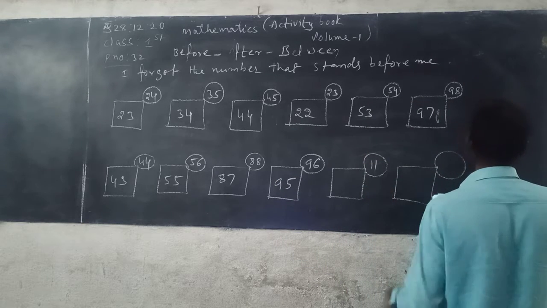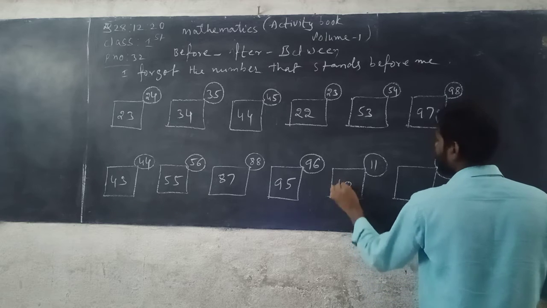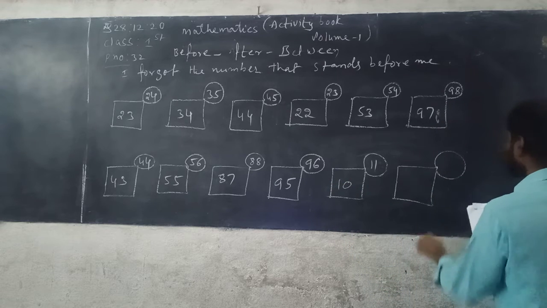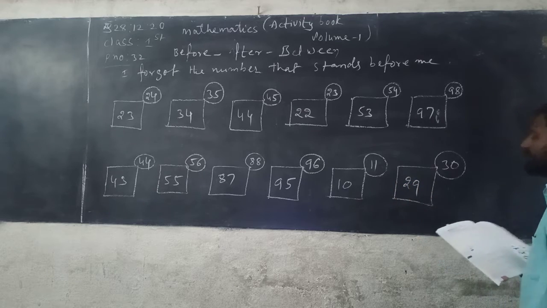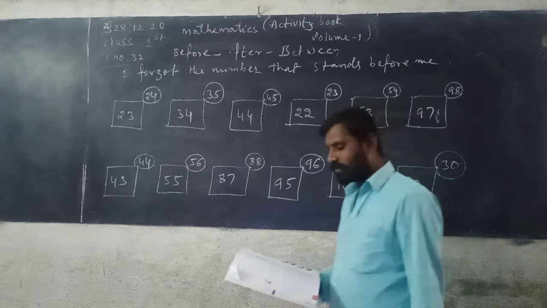So the number that comes before 11 is 10. Next, the number that comes before 30 is 29. So the remaining problems you can do it.